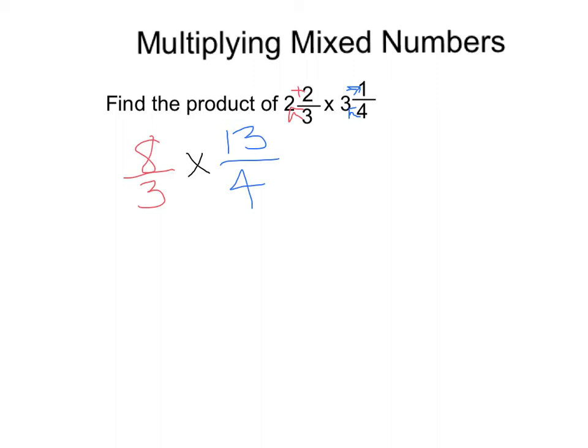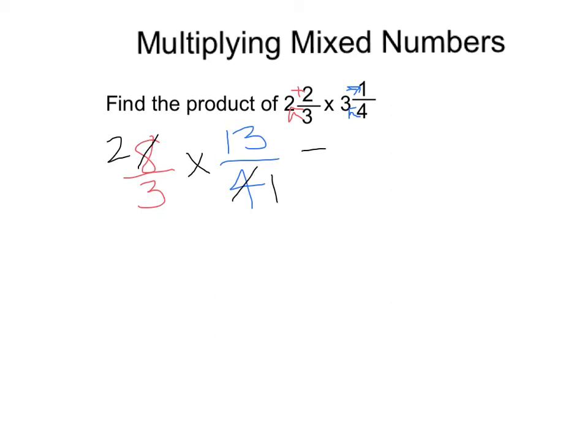So if we look, we can see that 8 and 4 have a common factor. 2 is a common factor. Is 2 the biggest common factor that it has? No, because 4 is a factor of 8. So 4 is the biggest factor they have in common. So those would cancel each other out. So 8 divided by 4 is 2, and 4 divided by 4 is 1.